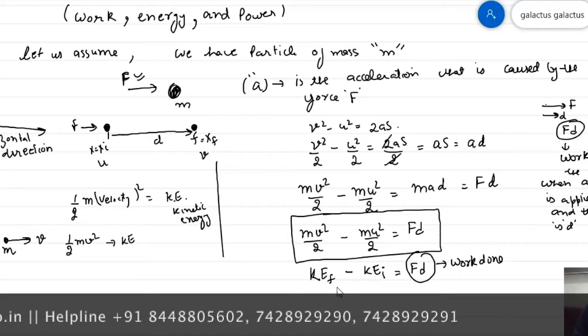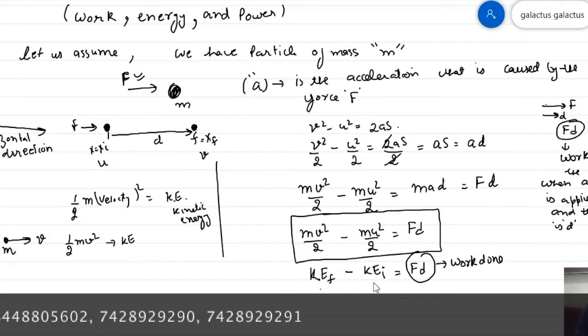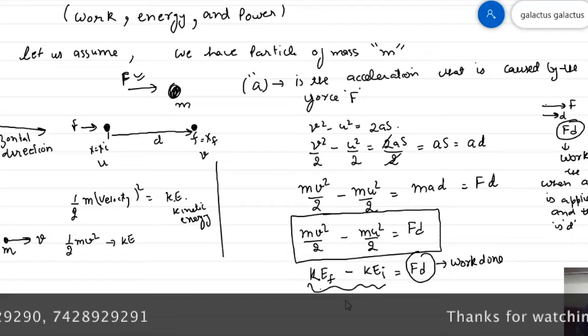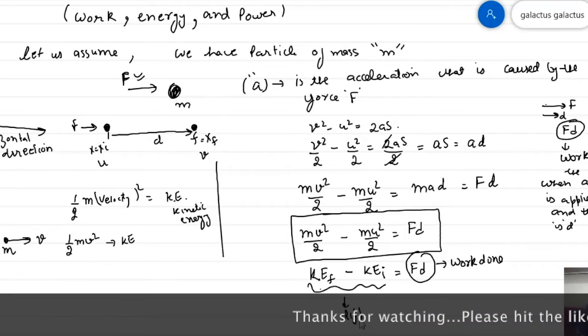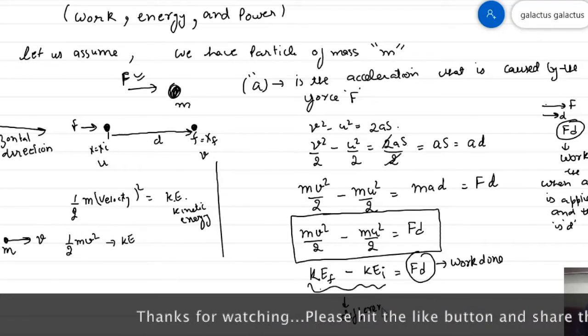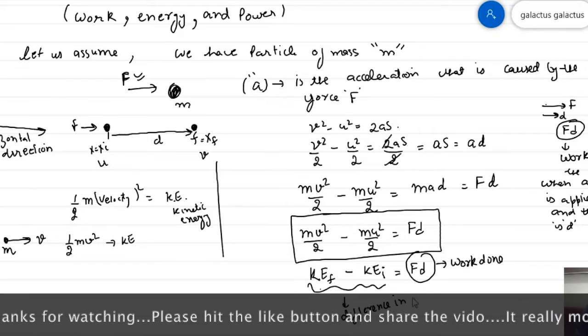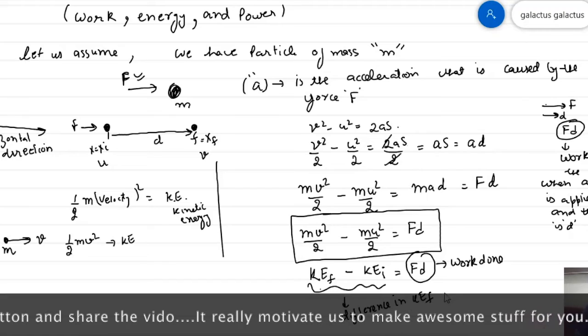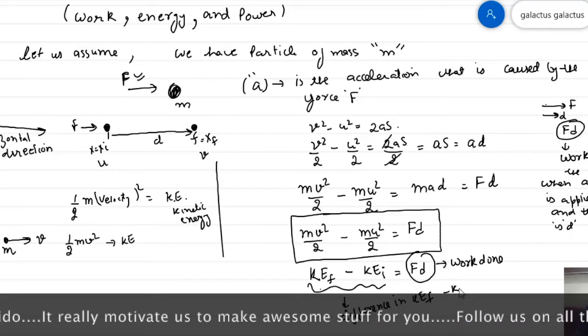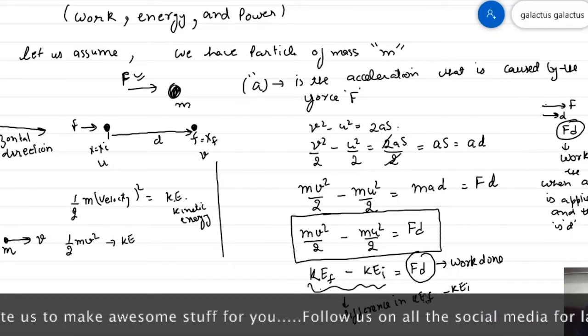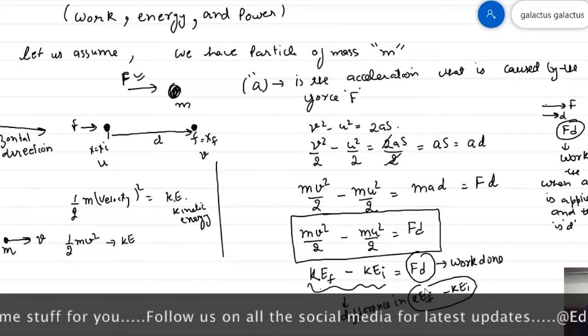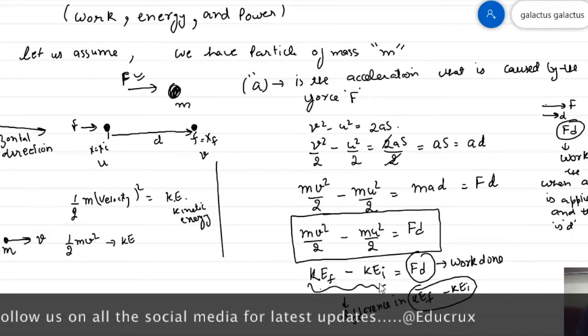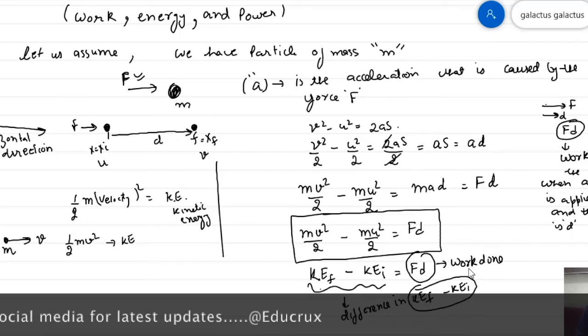So the final kinetic energy minus the initial kinetic energy represents the difference in the kinetic energy. So this is the difference of the kinetic energy of the particle, and this is equal to the work done by the force F when the displacement is d.